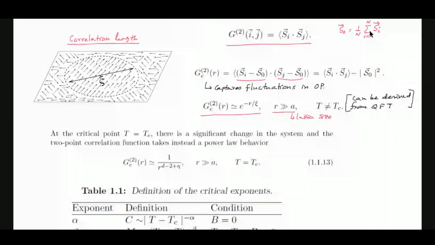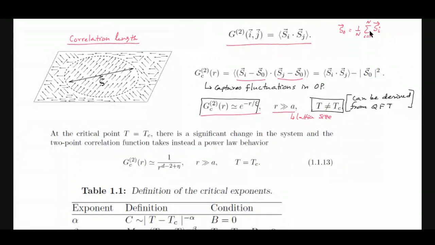But note one thing, that this is essentially true only if T is not equal to Tc. At all temperatures other than Tc, your correlation function will have a behavior like this. It is an exponential behavior like this. And you can always estimate this xi by fitting the experimental data from the scattering experiments. And then you can obtain the answer.